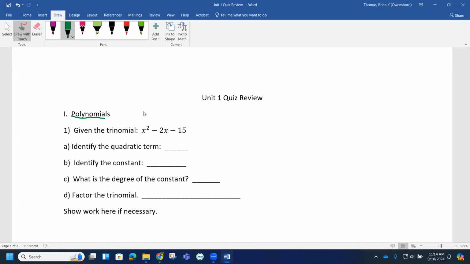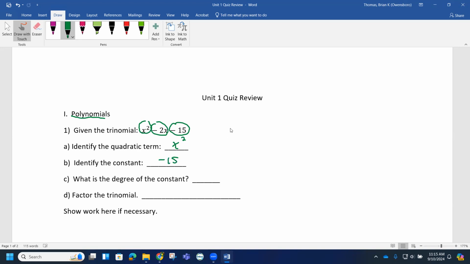There are three terms here. Remember, to see the terms, you can do the circle thing. There's the first term, the second term, and the third term. Those are our terms. If I want to identify the quadratic term, remember, the quadratic term is the second degree term, which is the x squared. The constant is the number at the end without the variable, which is the negative 15.